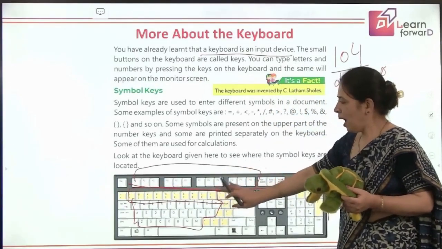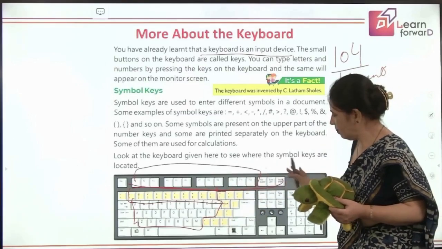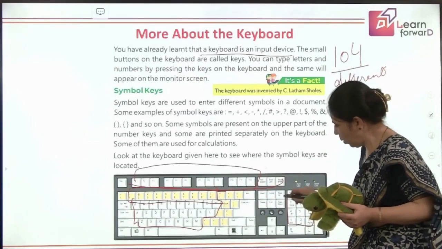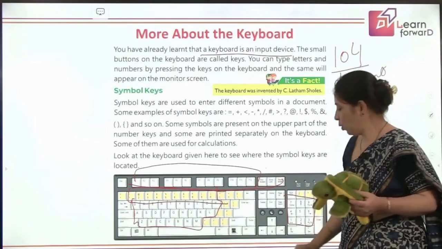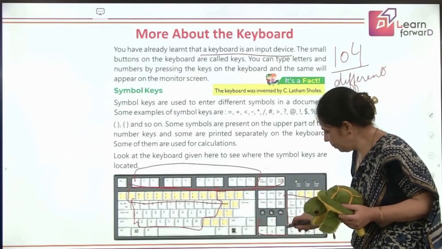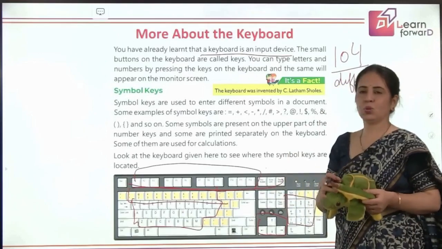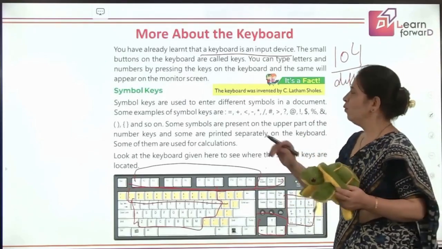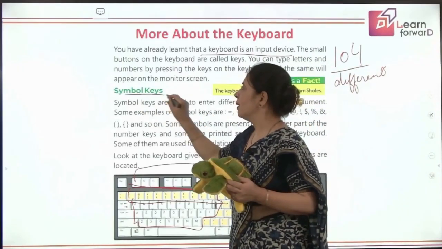Okay. Apart from this, there are some special keys. One more number pad is there on the right side. And you remember we have studied earlier about these arrow keys also. So now proceeding further with the journey, we start with symbol keys.